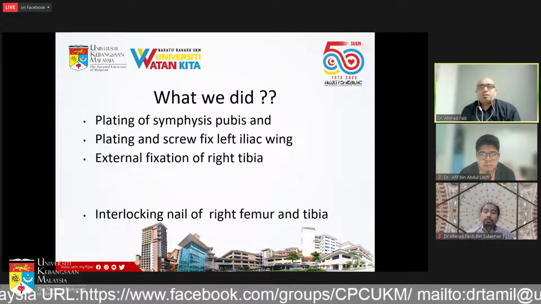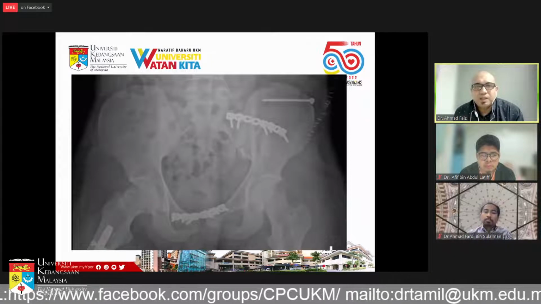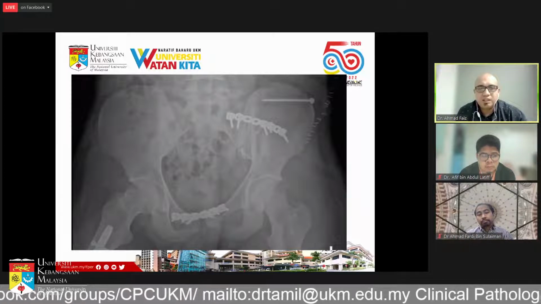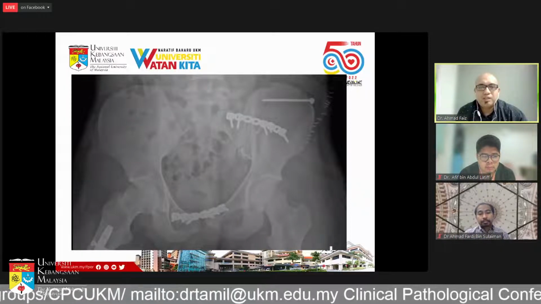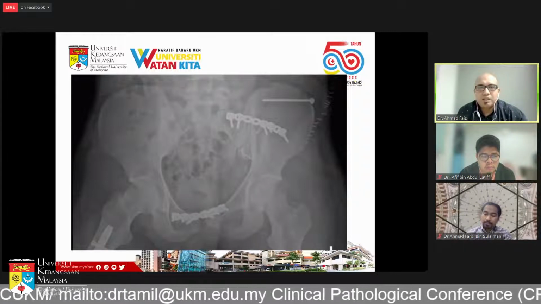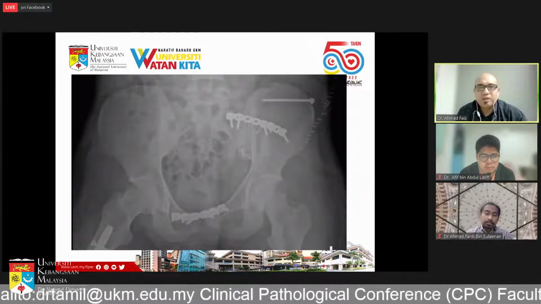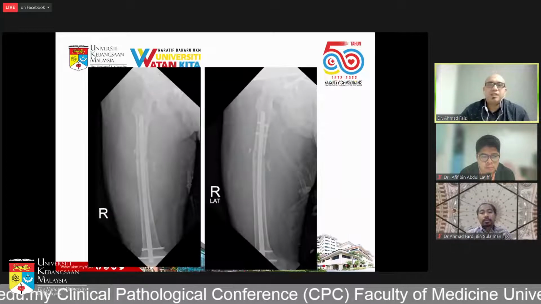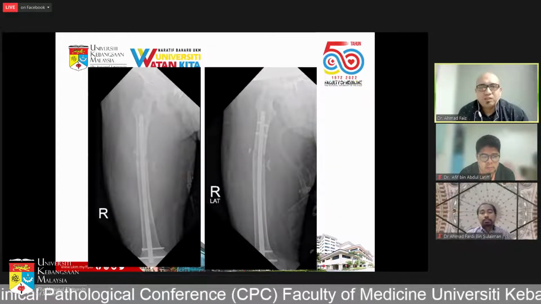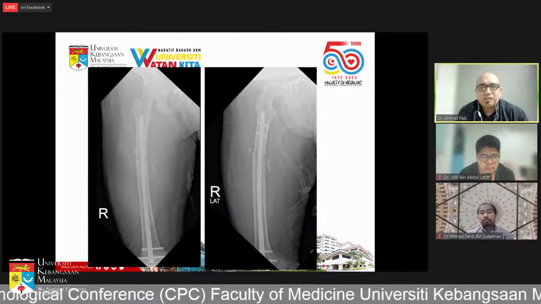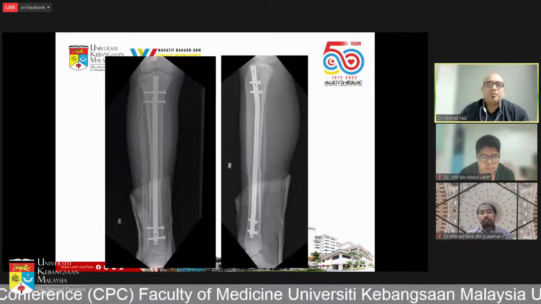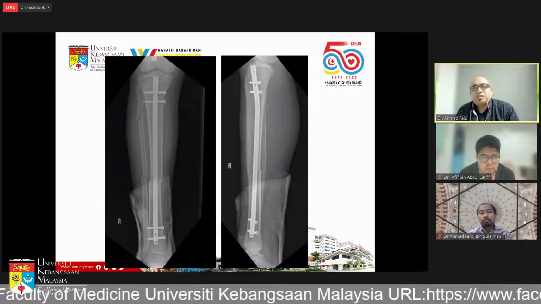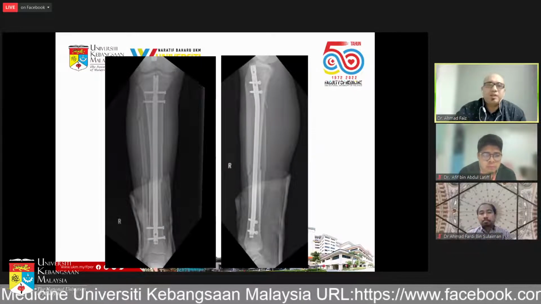So this was what was done for the patient. There is a plating of the symphysis pubis, which you can see there, that the diastasis of the symphysis pubis has been reduced, and also the stabilization of the iliac wing comminuted fracture using a plate and also screw fixation. And for the long bone fracture, there's an interlocking nail of the right femur and also the right tibia via an approach through the knee to address both fractures of the femur and also the tibia.